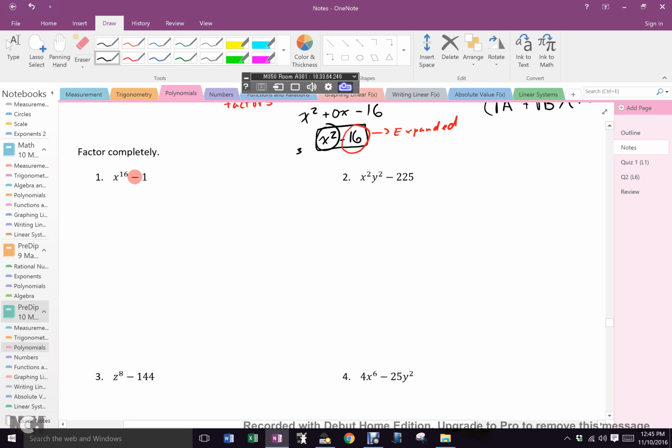So, we now have decided that this is a perfect square minus a perfect square, yes? So all I do is I take the square root of the first one. What's the square root of x to the 16th? We already know it's x to the 8th, right? And what's the square root of 1? 1. X to the 8th plus 1. And then we write it again. X to the 8th minus 1.